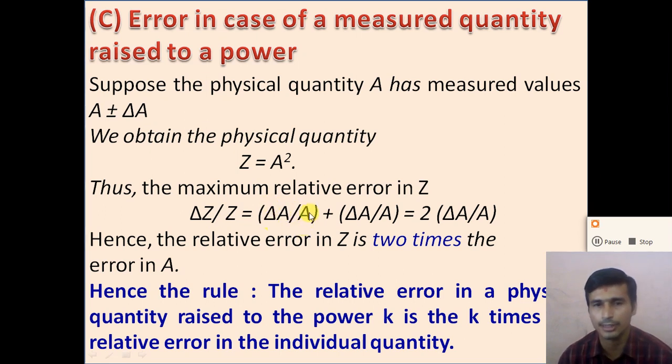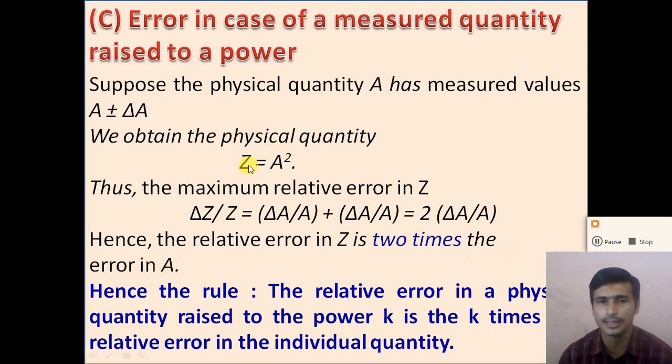So the first quantity is delta A by A plus delta A by A. We get 2 times delta A by A, since the square is there. So the maximum relative error in Z is twice the maximum relative error in A.